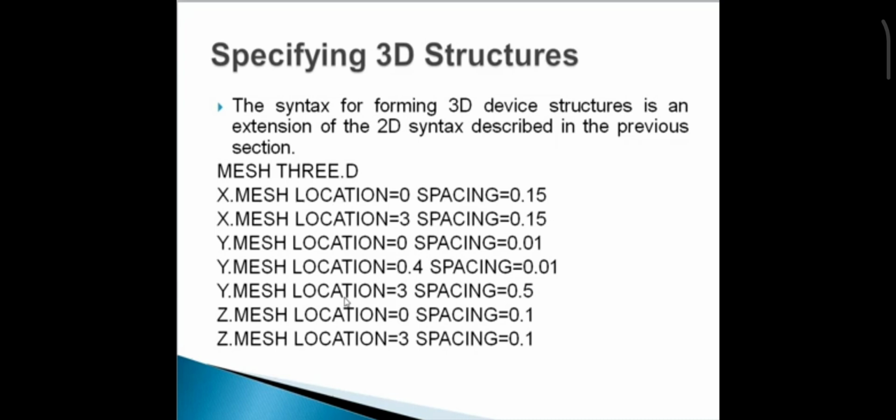The other statements used to specify 3D structure and grids are the same as for the 2D with the addition of Z direction specification. For example, we are using the X mesh, location 0, spacing 0.15, location 3 and spacing 0.15. The X and Y location and meshing is the same as in the 2D structure code, but here the Z meshing is added to show the device in the 3D form. This meshing defines a 3D mesh that is uniform in the X and Z direction and varies in the Y direction, because spacing is the same in X and Z direction.